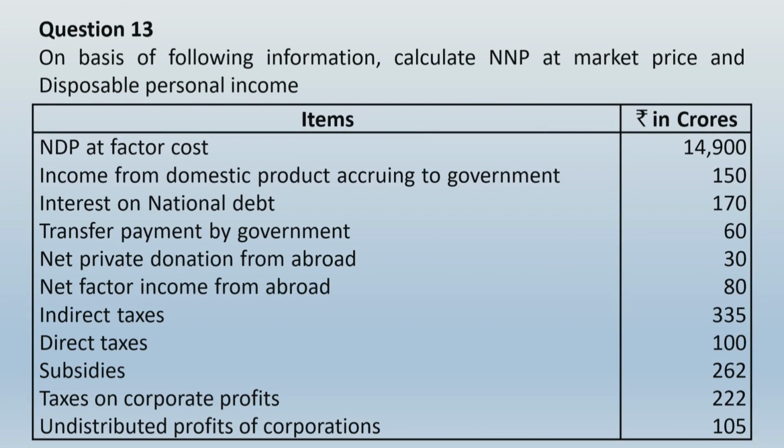So what is given over here is NDP at factor cost, income from domestic product accruing to the government, interest on national debt, transfer payment by government, net private donation from abroad, net factor income from abroad, indirect taxes, direct taxes, subsidies, taxes on corporate profits and undistributed profits of corporations. With this information, you are supposed to calculate NNP at market price and then the disposable personal income. So how do you start solving this question?